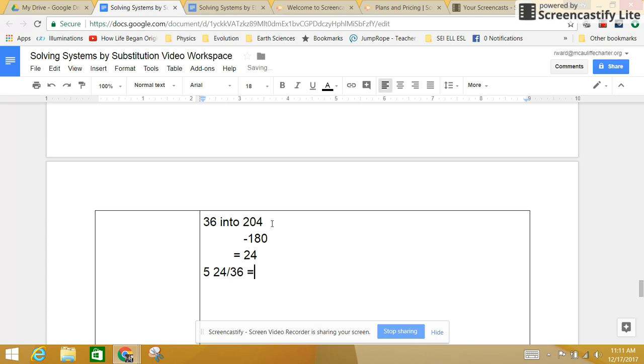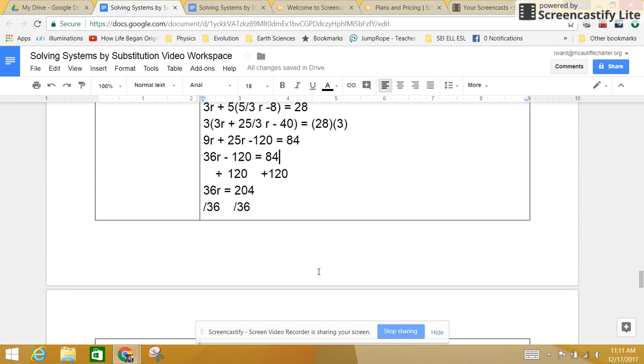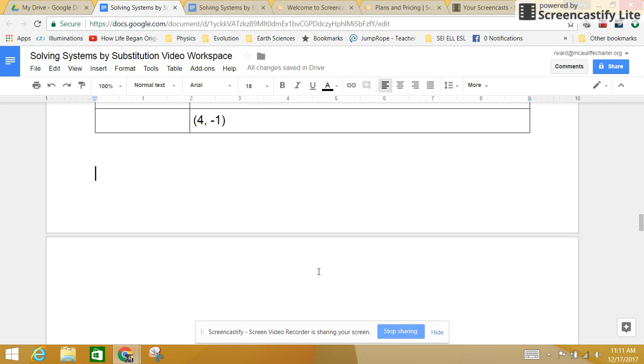That is clearly something I can simplify. 5 and 24/36, there are 2 12s in here and 3 12s in here, so I factor a 12 out of both of them, and I get 5 and 2/3. Now, reminding myself that what I was trying to solve for was r. R is 5 and 2/3. Okay, now I know what r is, and I can go back and plug it into the other equation.